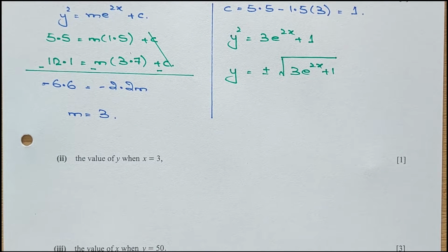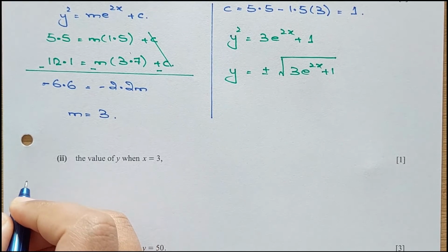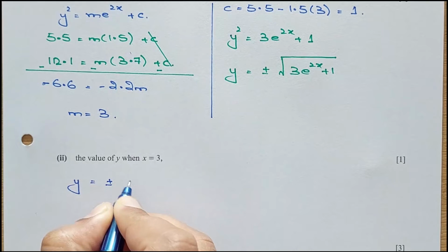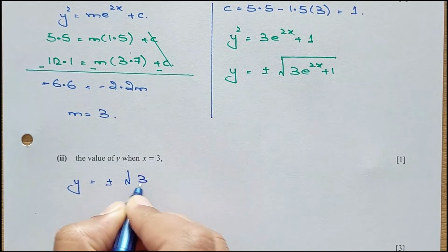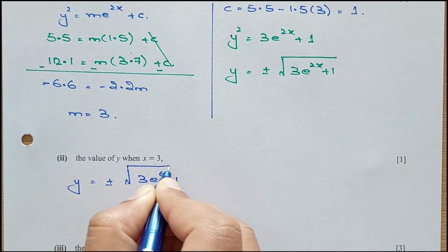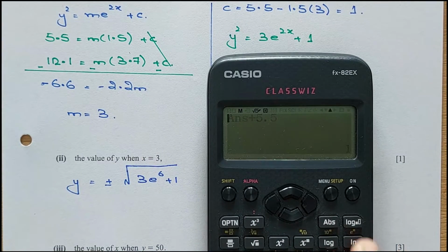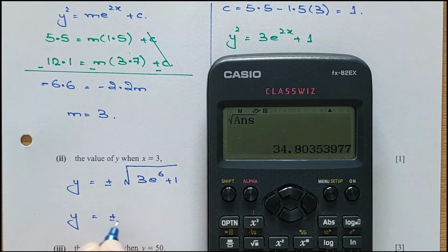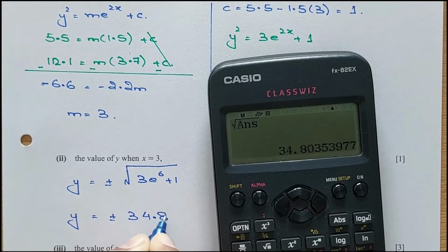Now for the second part, find the value of y when x equals 3. Just substitute x equals 3, and we will get two values of y. So y equals plus or minus square root of 3 e power 2 times 3, which is 6, plus 1. Let me simplify this: e power 6 times 3 plus 1 and the square root of the answer. This is 34.8. So y equals plus or minus 34.8.